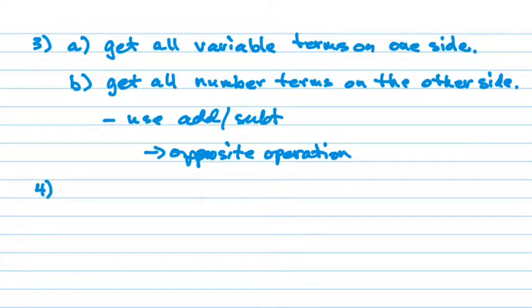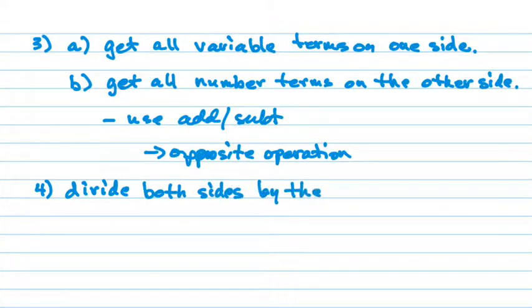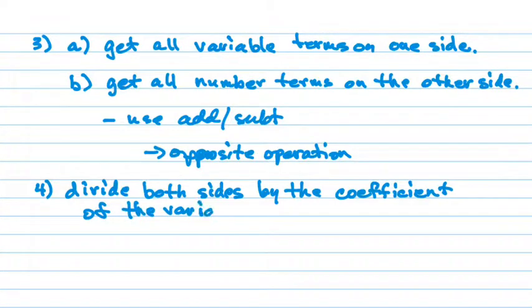Fourth and last step is to divide both sides. Again, remember, you can't do anything to one side that you don't do to the other. Divide both sides by the coefficient of the variable term. Just write it down and then we'll talk about why.